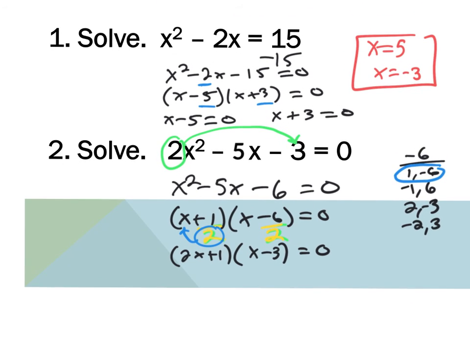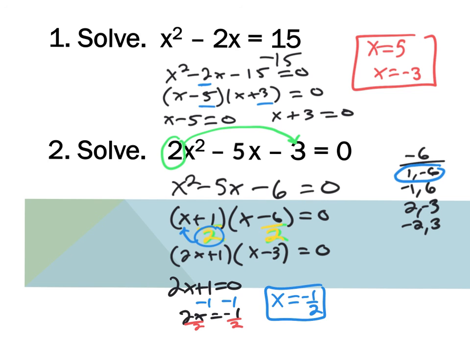And the last step would be using that zero product property. So if I set the first one equal to 0 and solve, I would subtract 1, and it looks like dividing by 2 will give you a final answer of x equals -1/2 for one answer. And then if I take the other one, x minus 3, and add 3 to both sides to solve for x, it looks like the other one becomes x equals +3 then.